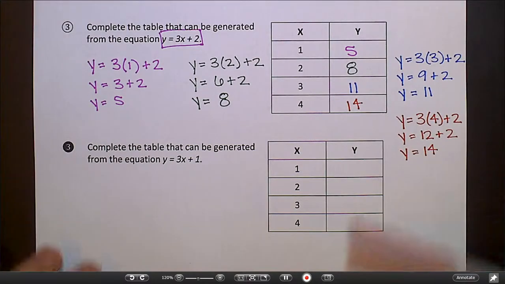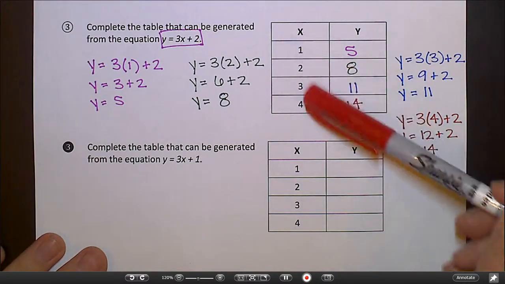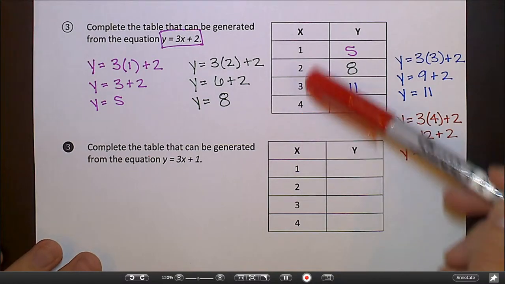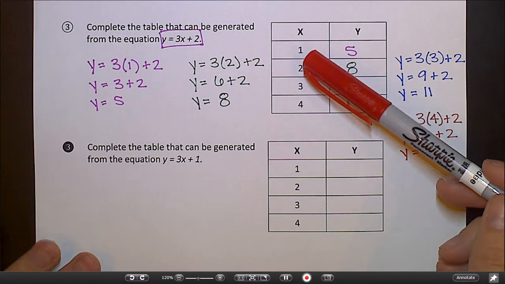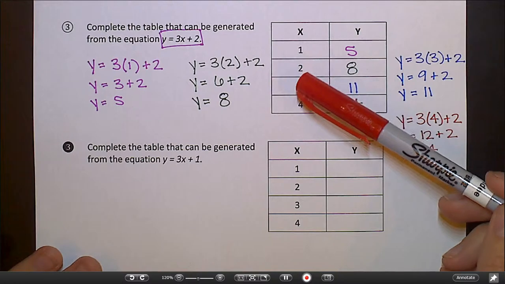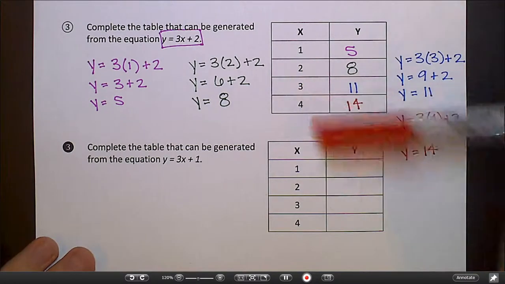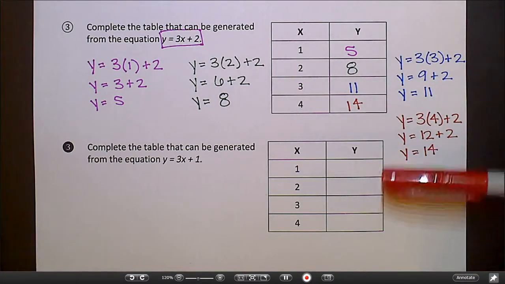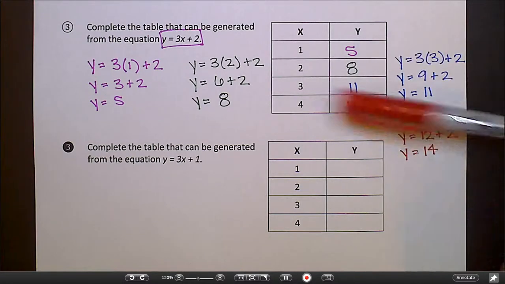Now make sure if you're given a table that has different values, maybe it skips around and goes -3, 0, 1, 2, 7 or something like that for your x's, make sure that you're plugging in the right values and looking at what the y equals for that number.